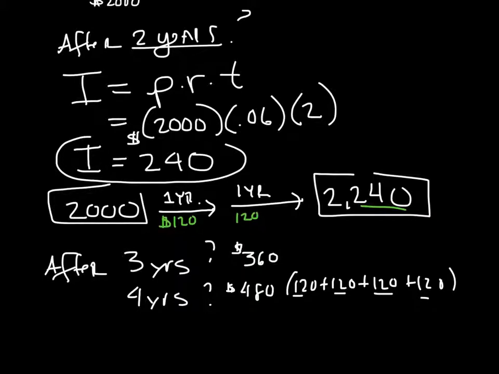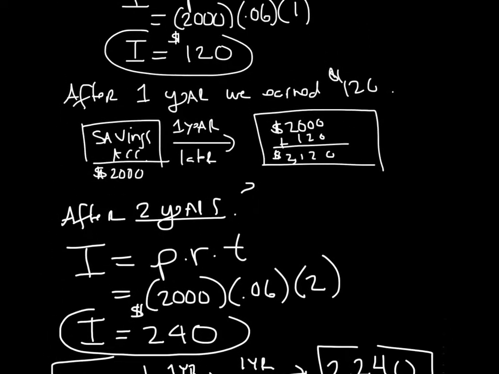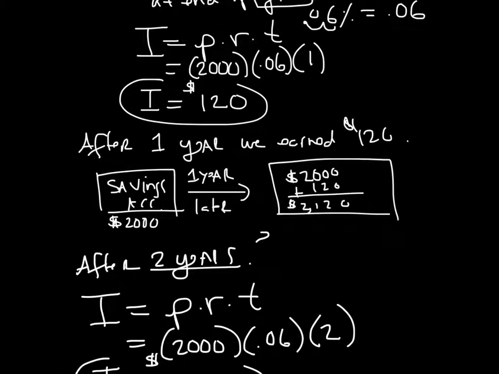So that's the idea behind simple interest. Notice that in this example we started with $2,000. That was our original amount, our principal, and we added our interest to see how much we earned. Or you can also think about this as borrowing.